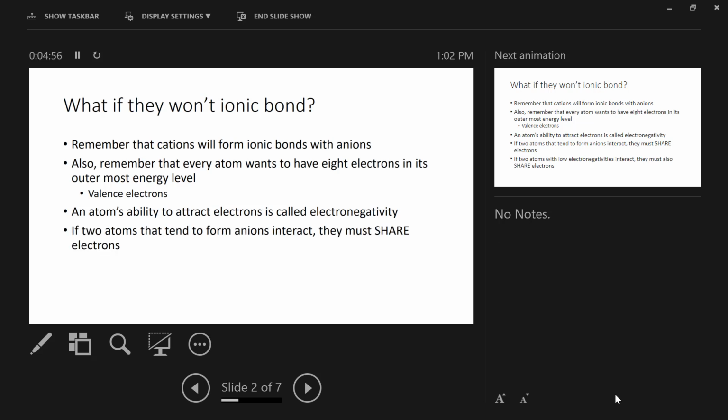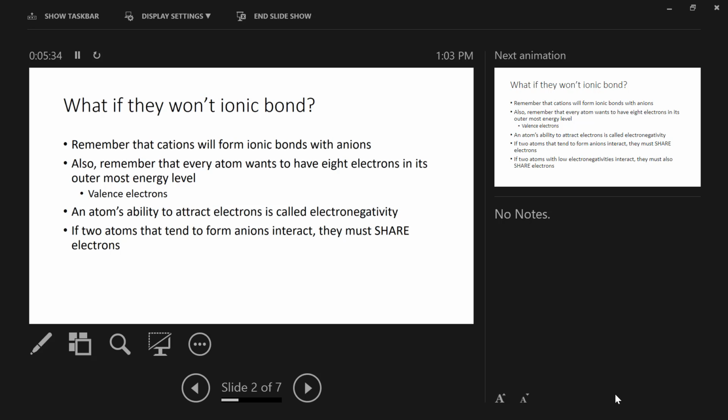If two atoms that both tend to form anions interact, and both those atoms want to have 8 valence electrons, what they're going to have to do is they're going to have to share electrons. They can't transfer the electrons because they both tend to become anions. They both are electron hogs, if you will, with high electronegativities. And so they've got to share electrons, to where some of the time one of them gets the electrons, some of the time the other one gets the electrons.